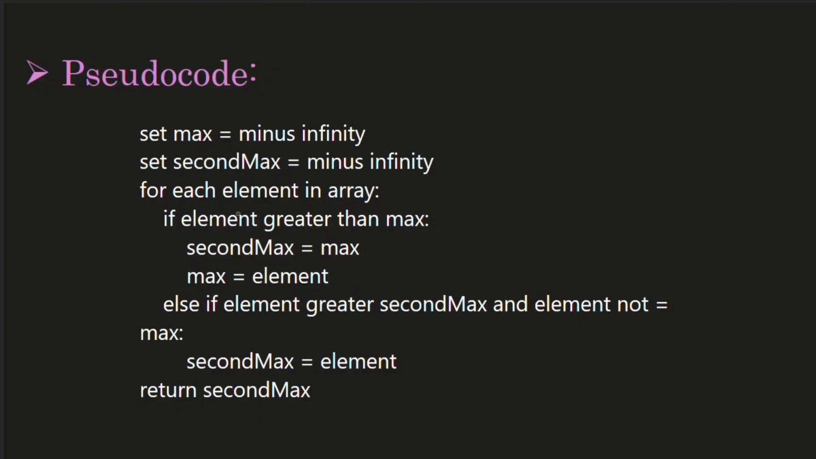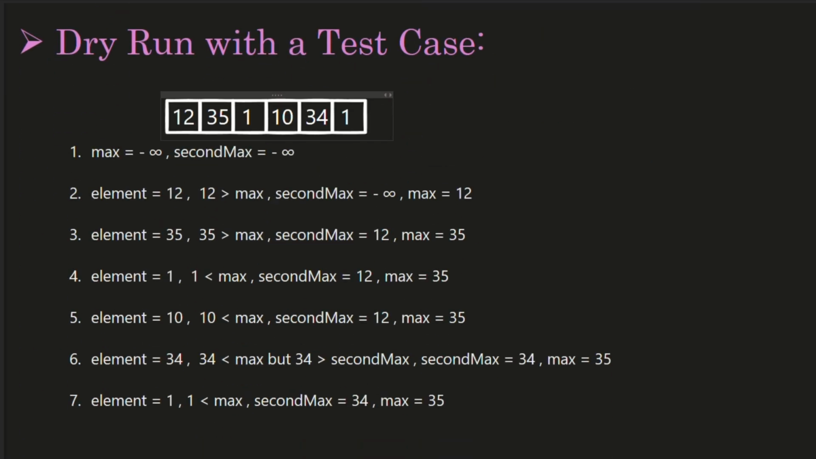Let's see the pseudocode. Set max equals minus infinity. Set second max equals minus infinity. For each element in array, if element is greater than max, second max equals max, max equals element. Else, if element is greater than second max and element is not equal to max, second max equals element. Return second max.